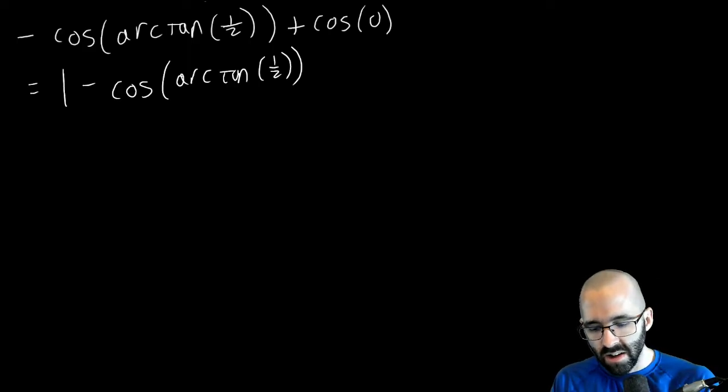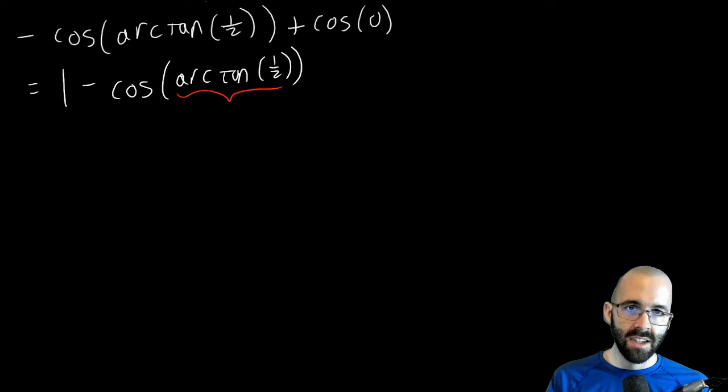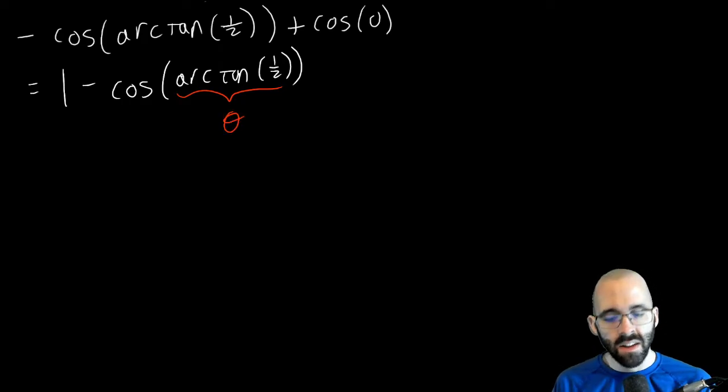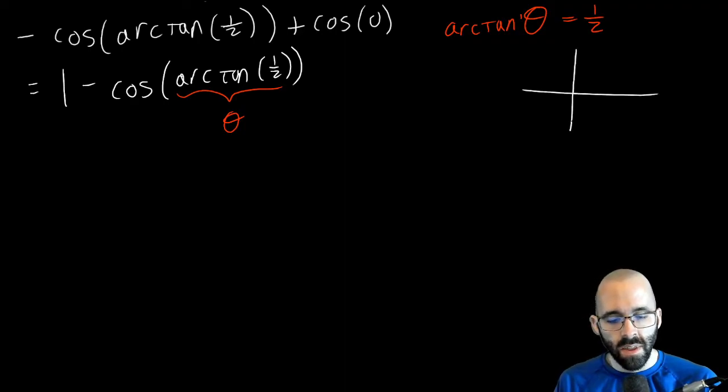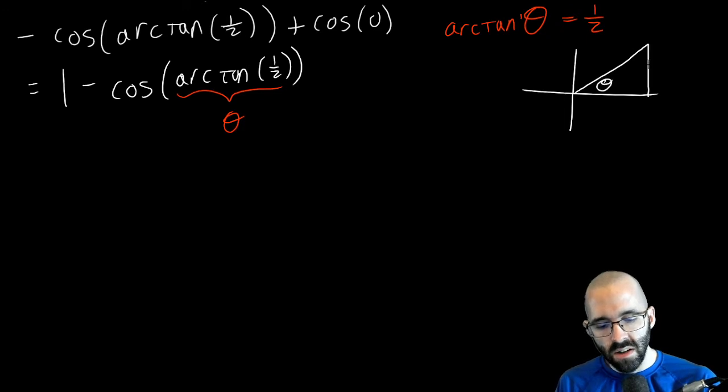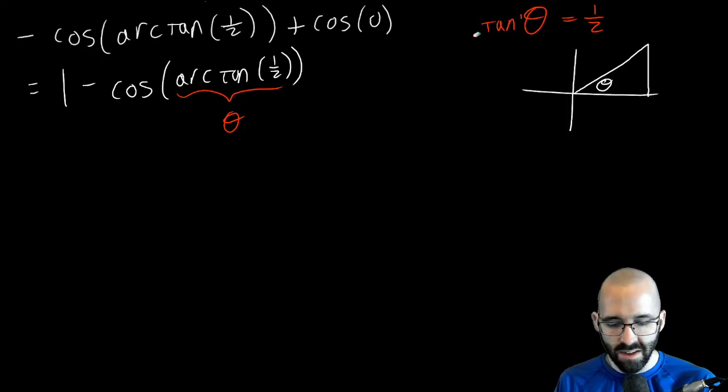And say, okay, the arctangent takes in a ratio and gives us an angle. Then we have to take the cosine of that angle. So arctan of what angle gives us 1/2? Well, let's draw a little picture. Since it's a positive ratio, we know we're going to be in the first quadrant. We're just going to draw a little triangle. Tangent of what is 1/2? Well, it's going to look like this.